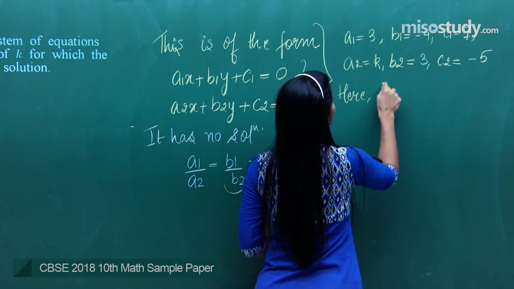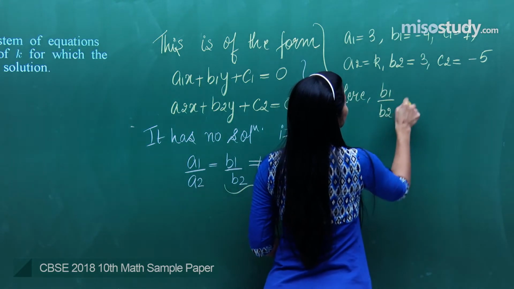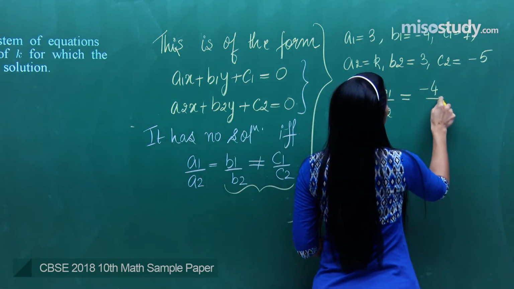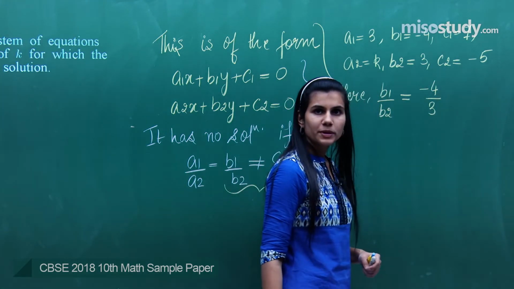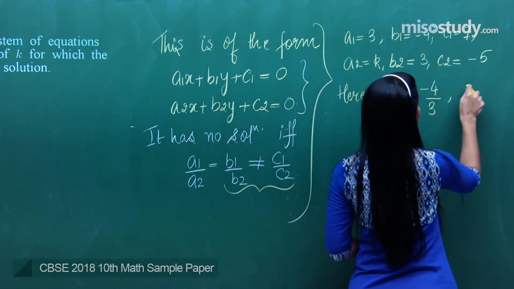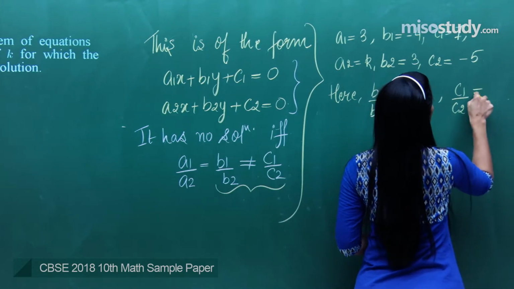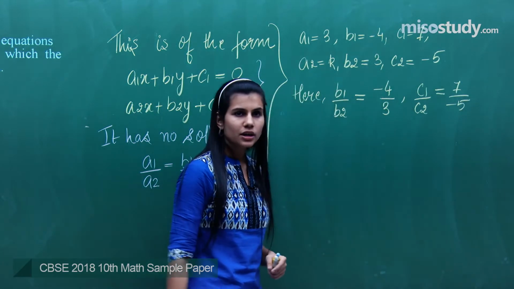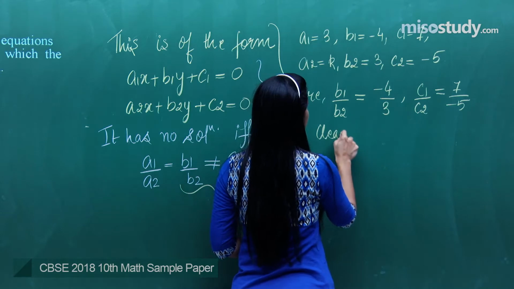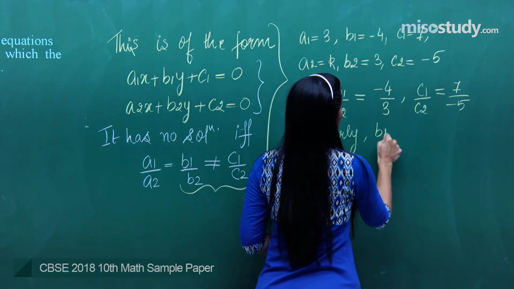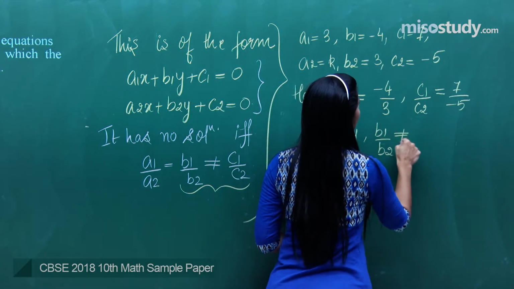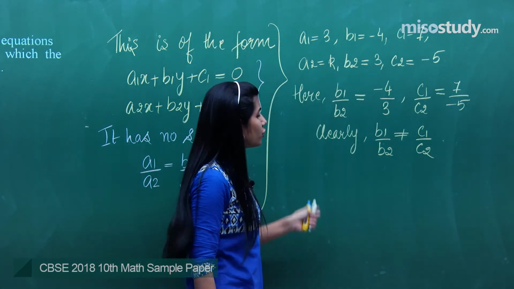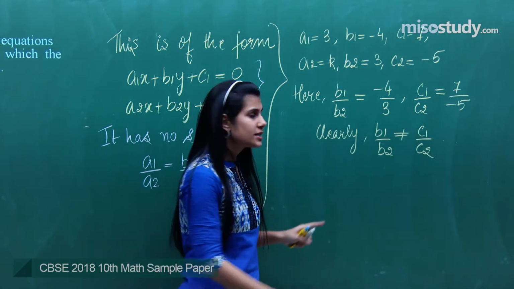Here, b1 upon b2 will be what? b1 is minus 4 and b2 is 3. So, b1 upon b2 is minus 4 by 3. c1 upon c2 will be what? It will be 7 upon minus 5. So, clearly, b1 upon b2 is not equal to c1 upon c2. And therefore, the system has no solution.